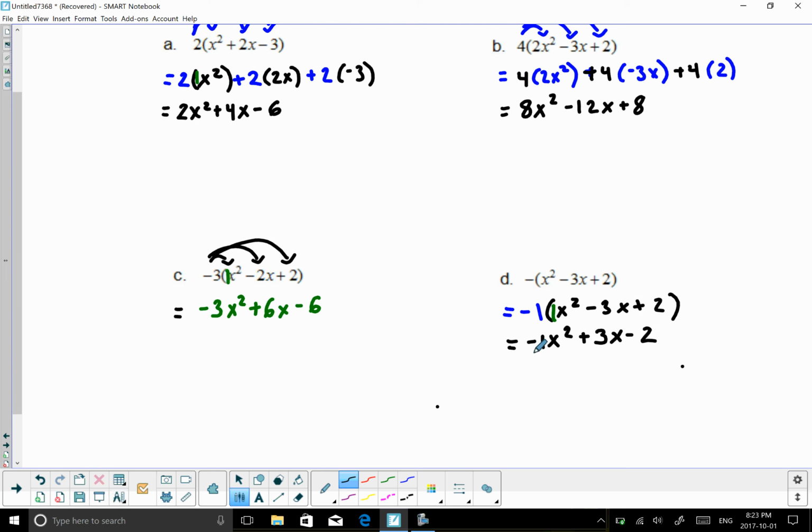Okay, so you can write out the negative 1, or you can choose just to write it as negative x squared plus 3x minus 2. As you do more practice and get more comfortable, you will notice you're automatically not going to be writing that 1. You'll just write it as negative x squared.